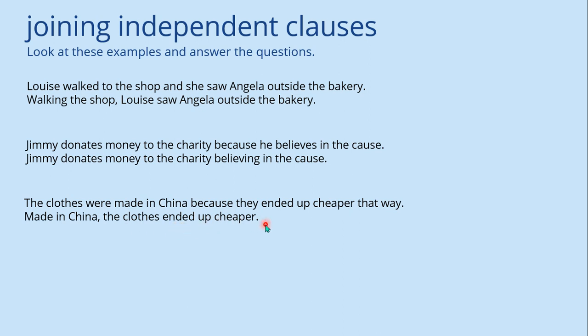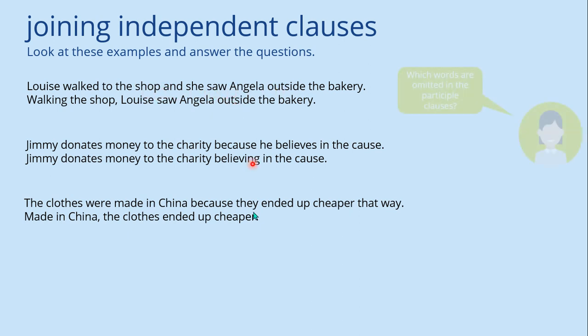Can you see now the structure of the sentence? How you join the independent clauses here. These are independent clauses. The clothes were made in China. This is independent: Jimmy donates money to the charity. This is independent: Louis walked to the shop.